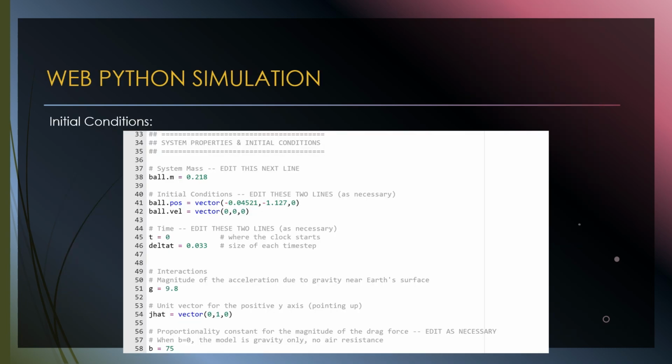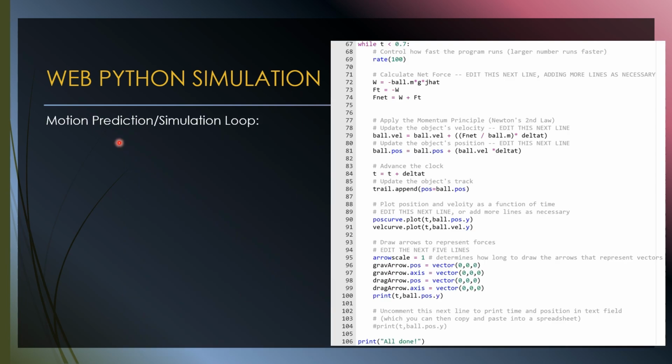Next, we have our WebPython simulation. This is all our initial conditions that we already declared before: the mass, the velocity, the starting position, our delta t, our gravity, and then our drag, which did end up being 75. Our motion prediction and simulation loop is right over here. We used a time condition of while t is less than 0.7, which is the time it was falling before it hit the ground in our video.